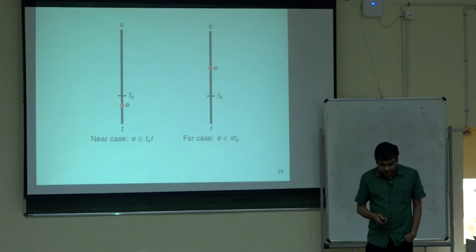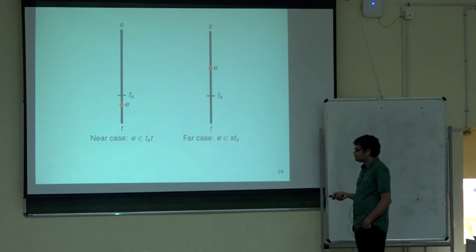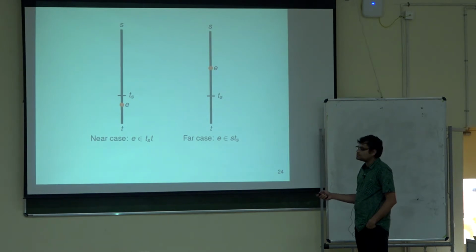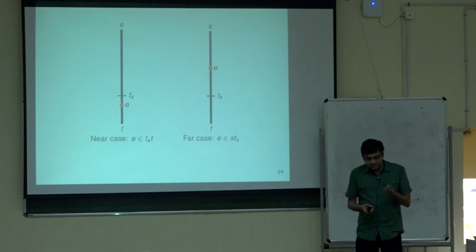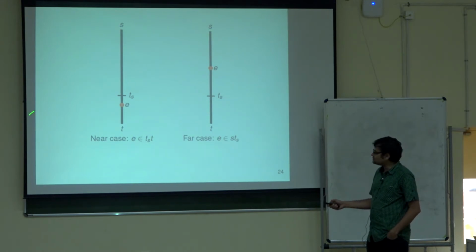And now there are two cases that you have to check. You have a query algorithm, and in that query algorithm, you want to avoid an edge which might be on the tST path or on the STs path. So any query can come, and the edge that you want to avoid might be in one or the other. So this is called the near case, and this is called the far case.